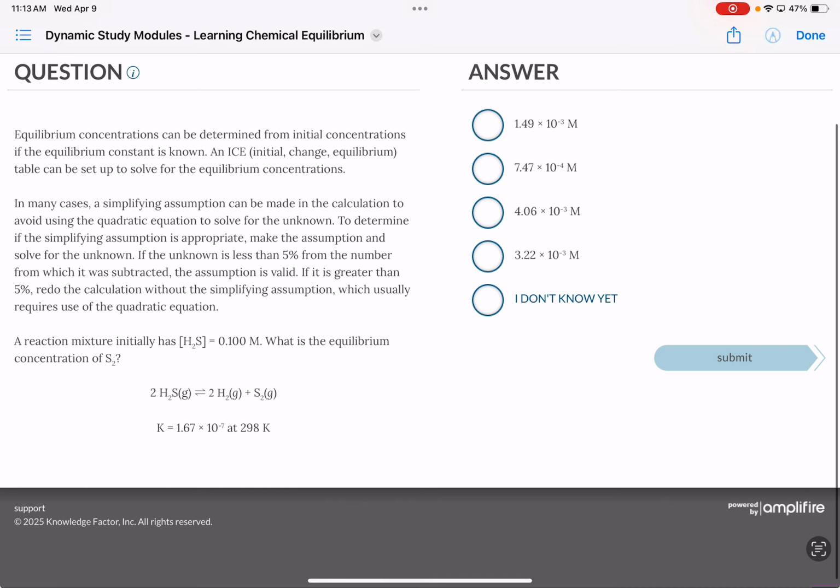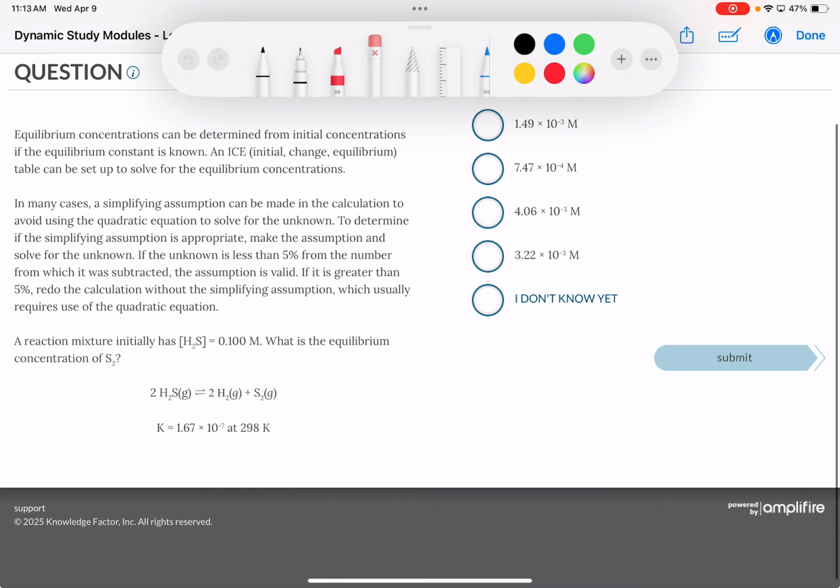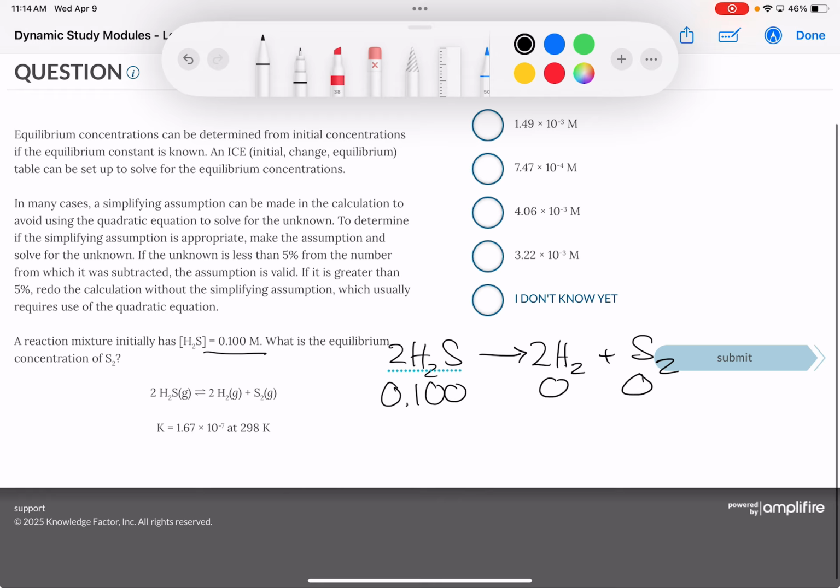Okay, so let's rewrite this over here, 2H2S, and it's initially that, and there's no other stuff in there. So we are reacting it to form the H2 and the S2, so 0.1 molar, none of this to start. So we do minus 2x here, plus 2x there, plus x there. And this is where the approximation is going to allow us to drop that minus 2x. Okay?